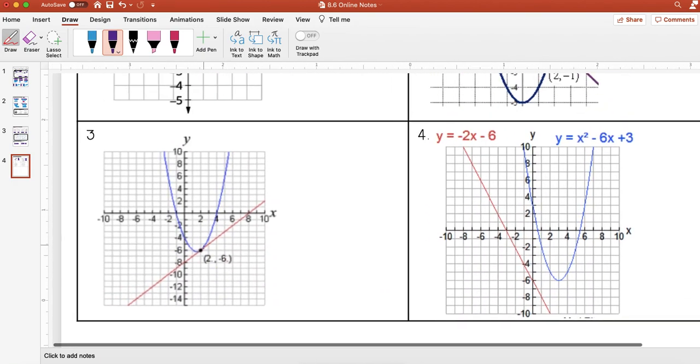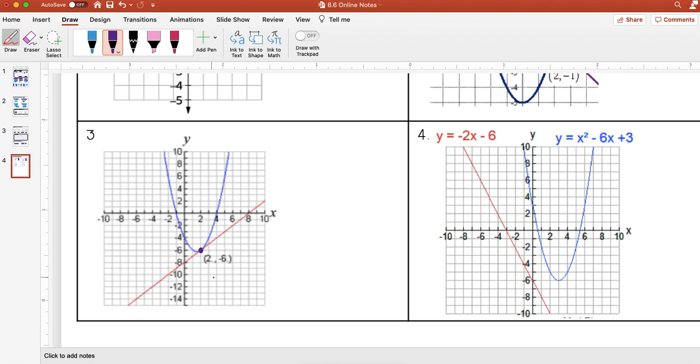This one is one where it only has one solution. I see that this line only intersects this parabola at this one point here, which again is labeled for us as (2, -6).